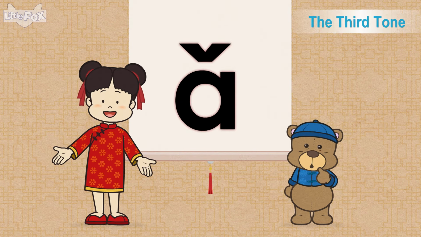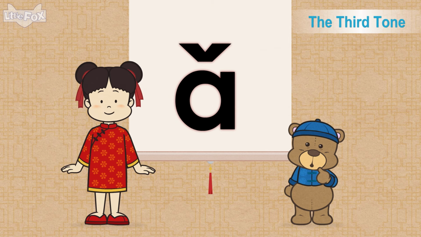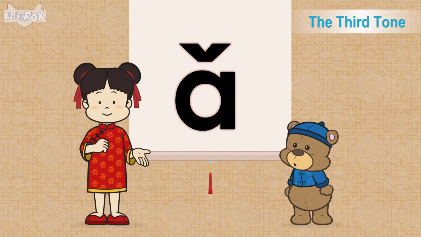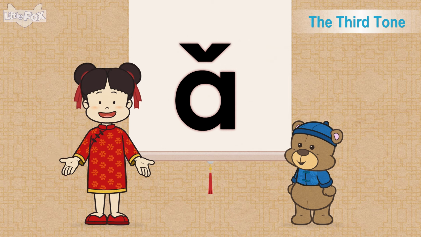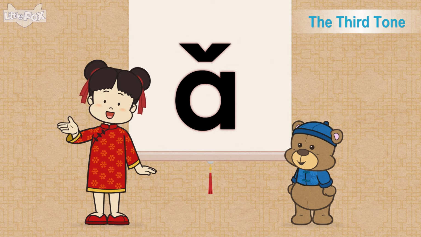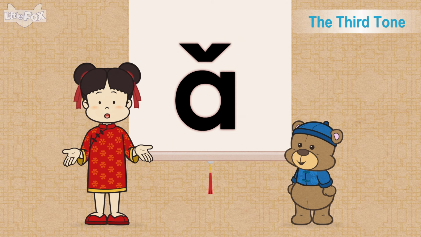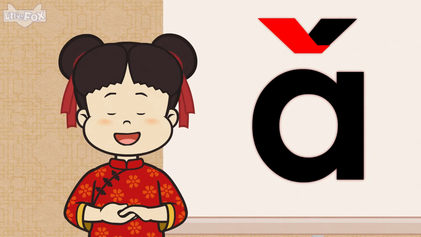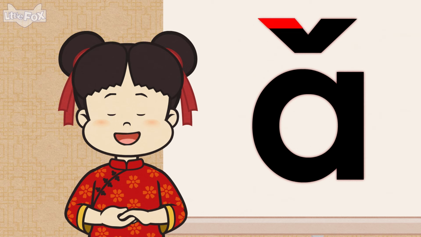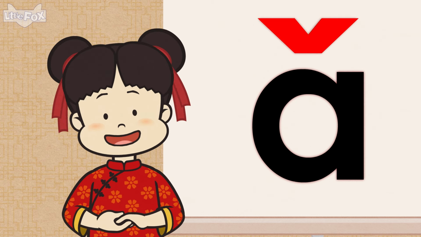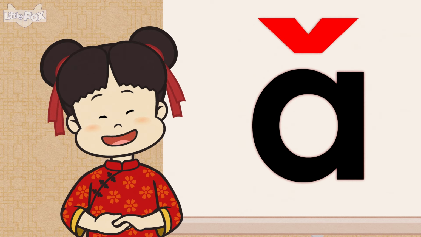When we figure out an answer to a question, we say, aha. Our chin goes down, and then it comes back up when we make this sound. That is the sound for the third tone. It starts normal, and then goes low, and then rises up again. Now, listen again and repeat after me.